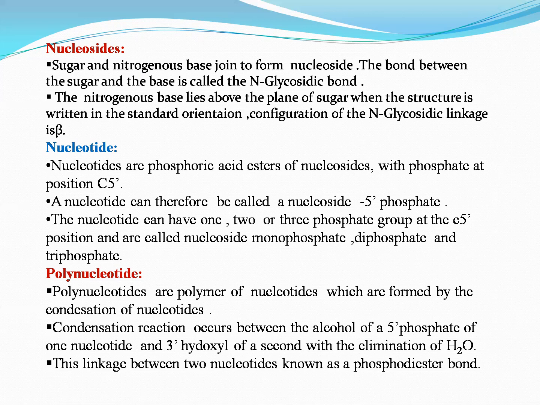A nucleotide can have 1, 2, or 3 phosphate groups at the C5' position and is called a nucleoside monophosphate, diphosphate, or triphosphate. Polynucleotides are polymers of nucleotides, which are formed by the condensation of the nucleotides.